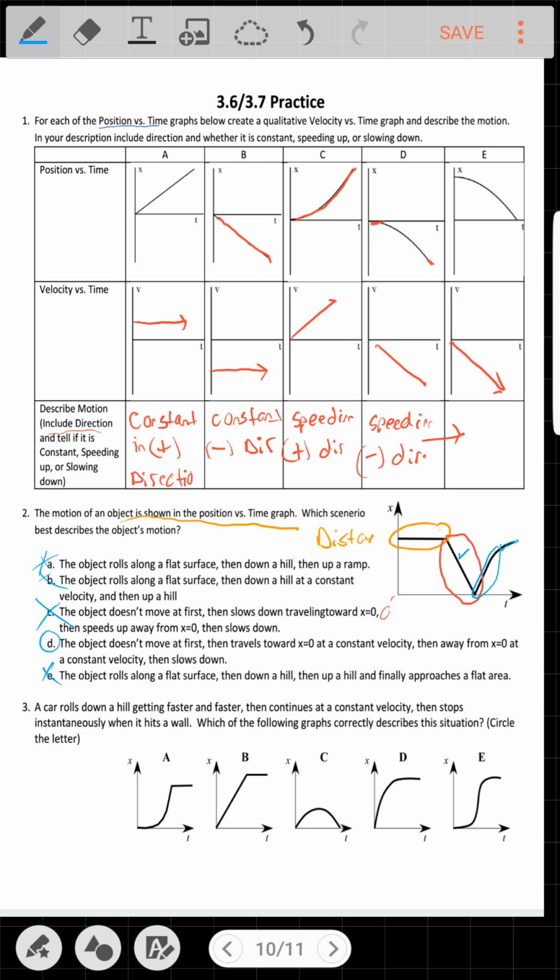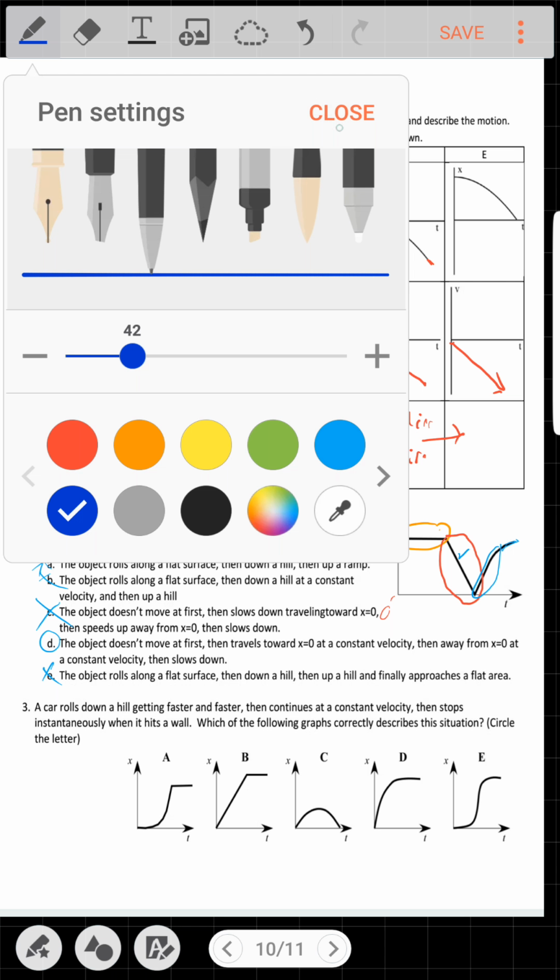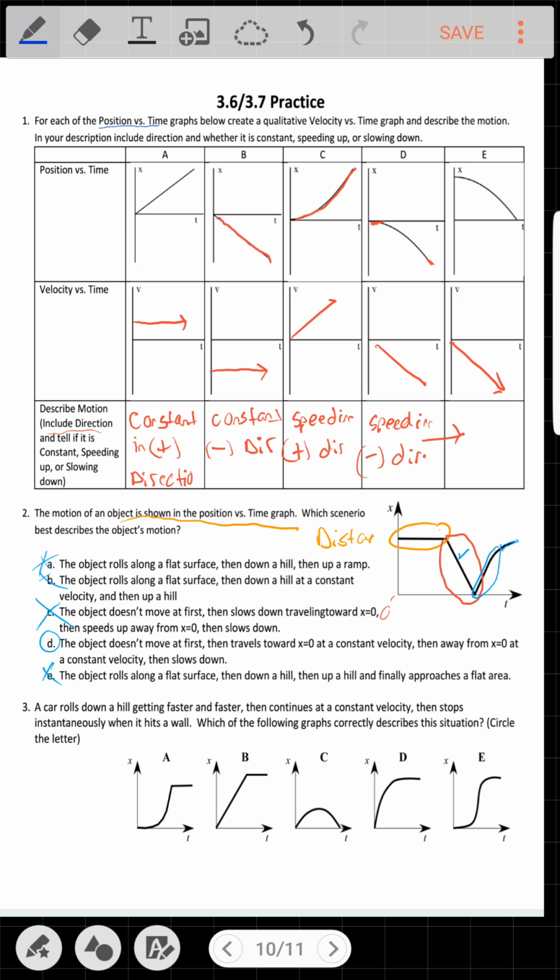Okay, number 3. Let's work on number 3 really quick. A car rolls downhill, getting faster and faster and faster, and then continues at a constant velocity, then stops instantaneously when it hits a wall. Which of the following graphs correctly depicts the situation? So remember, it's rolling down the hill, getting faster and faster. So its velocity is increasing. So it has to be getting faster. So faster velocity, and then it has a constant velocity, and then it stops. So no velocity.